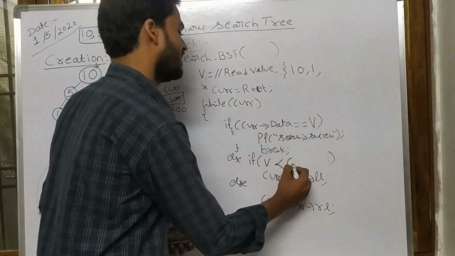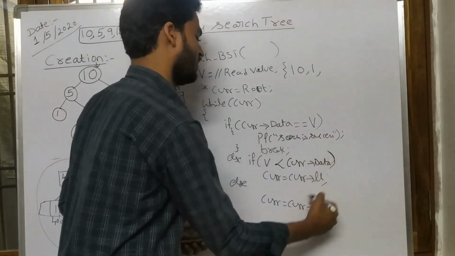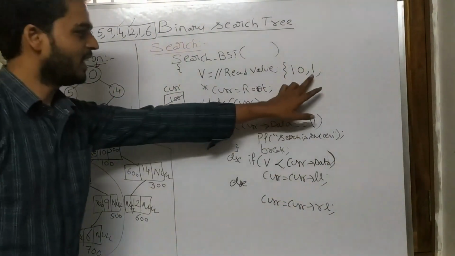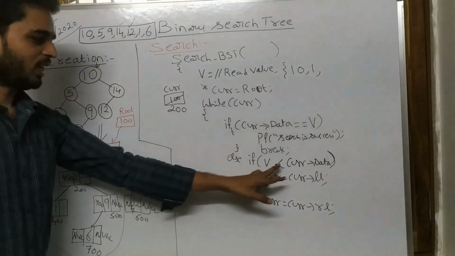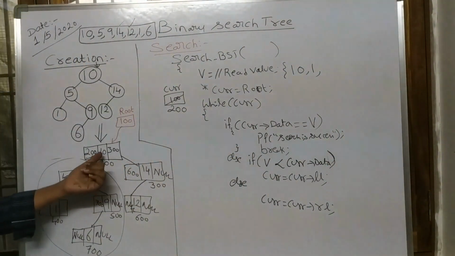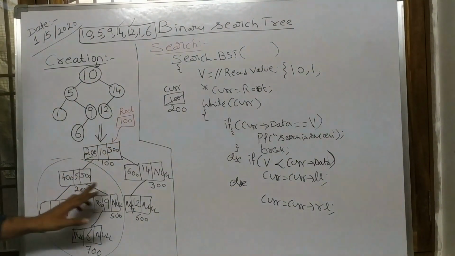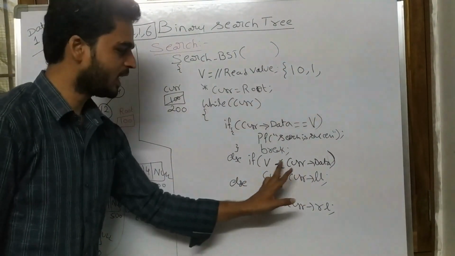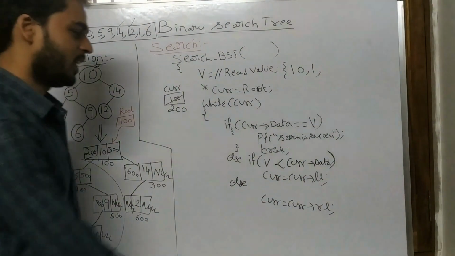Value less than current's data. It is equal to the actual explanation, right? Then 1 less than 10, right? The value is 1, current's data is 200. 200's data is 5. Yes, 1 less than 5. When 1 is less than 5, what do you need to do? You need to move to the left side.